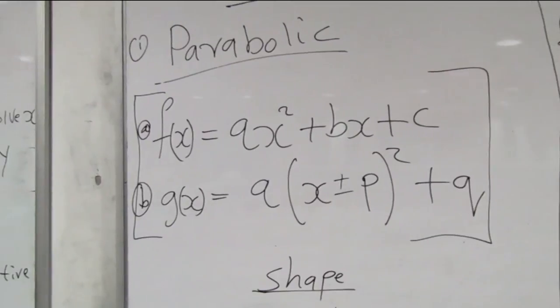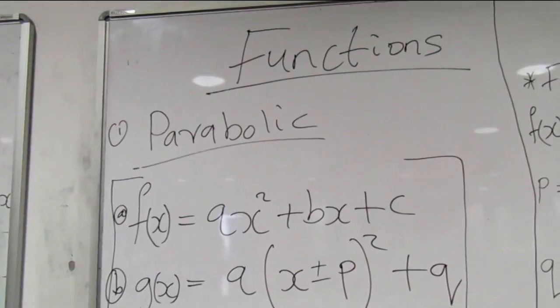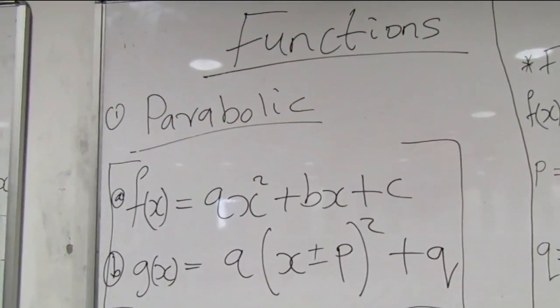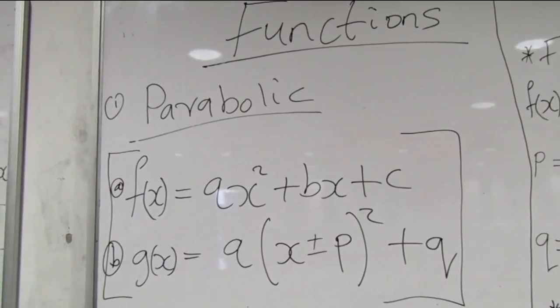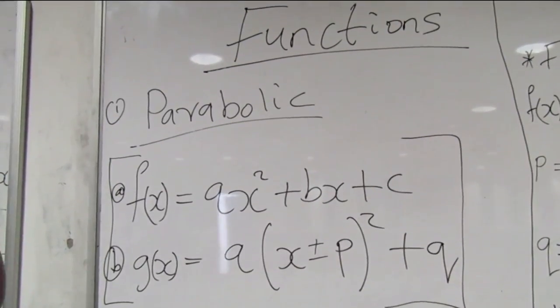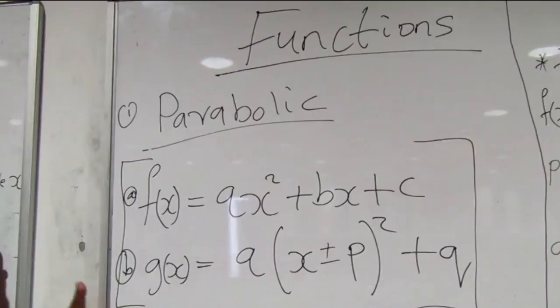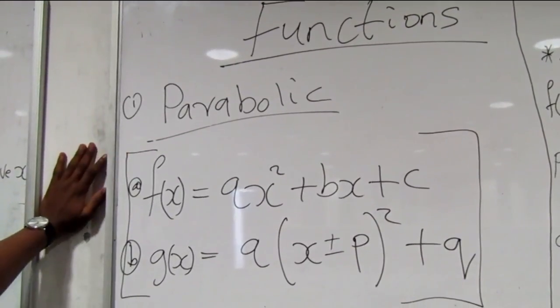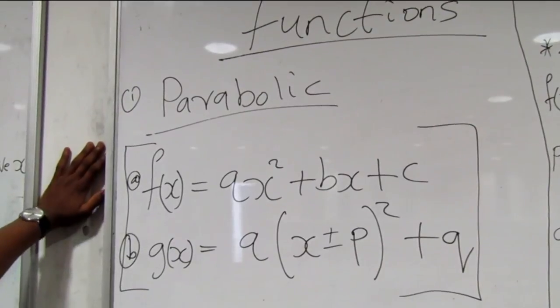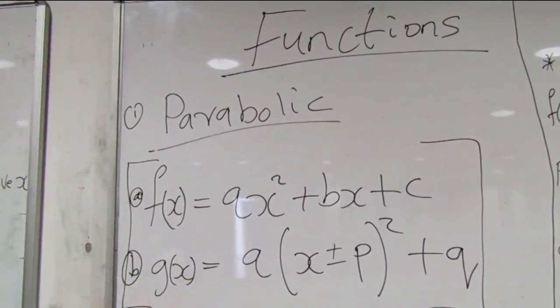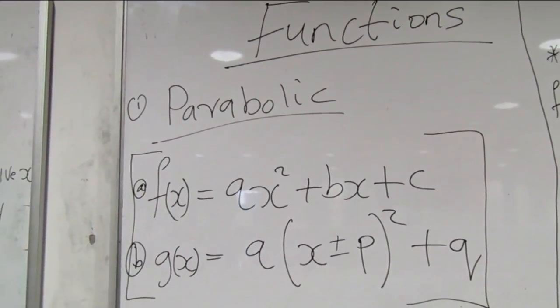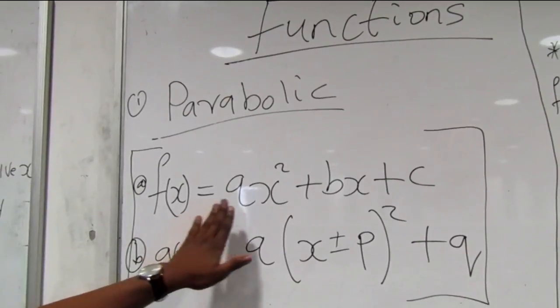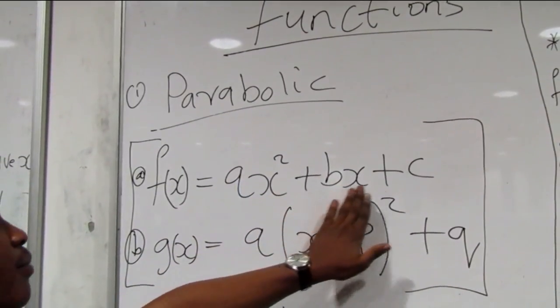Hello guys, today we are doing functions, of which I will be explaining more about parabolic, hyperbolic and exponential. But for now, we will consider parabolic. In a parabolic function, we have only two general formulas. The first one is f of x is equal to ax squared plus bx plus c.